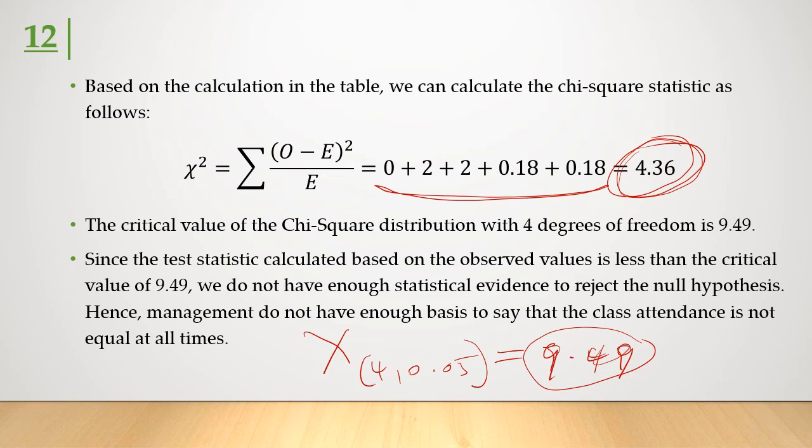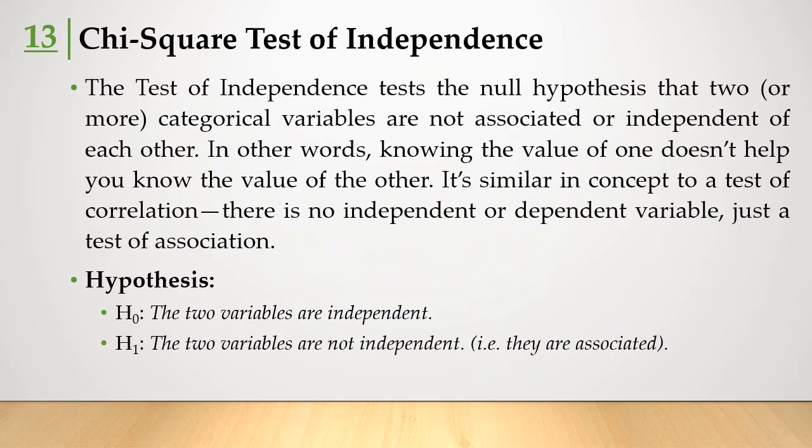Now, since the test statistic calculated is less than the critical value, we say that we don't have enough statistical evidence to reject the null hypothesis. Therefore, management does not have enough basis to say that the class attendance is not equal at all times. That is to say, all registered students come to class for that particular course.